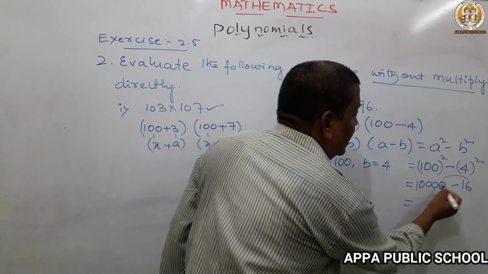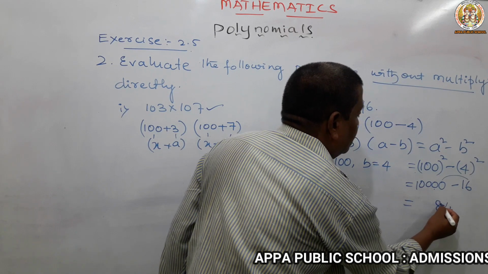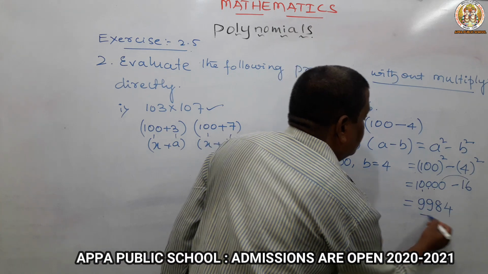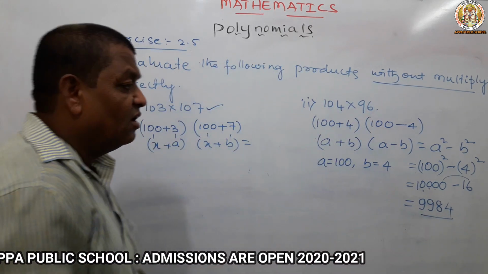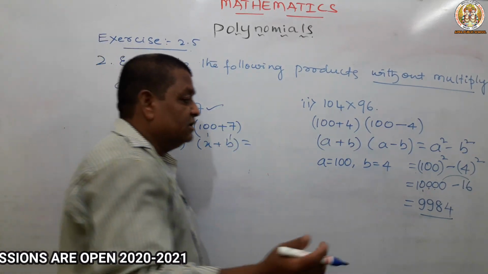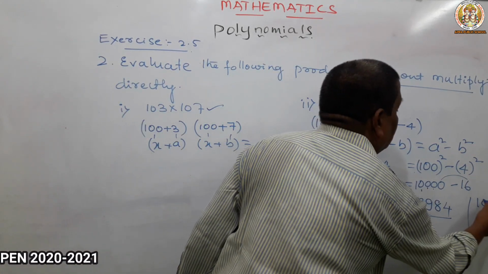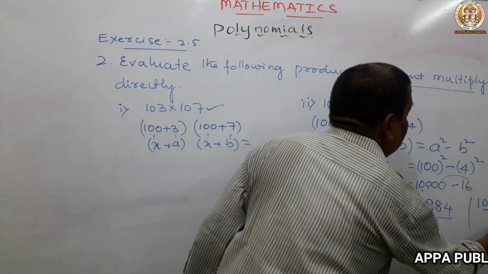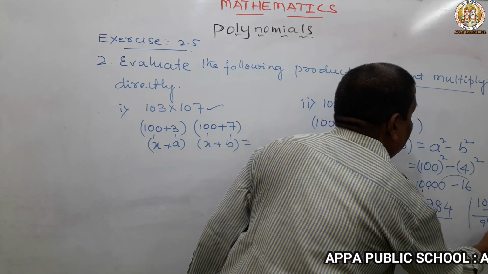9. 9 minus 1, 8. So here 9, here also 9. So this is your final answer. Or if you are comfortable with the common method, 10,000 minus 16, you can do it. So here also you are getting 9984.